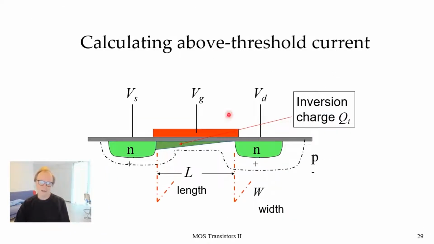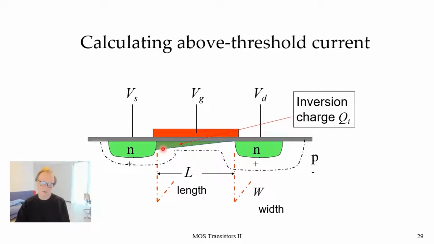So now let's calculate the above threshold current using the fact that there's an inversion charge Qi, which is indicated by this green triangle here. Again, you have a source, gate, and drain voltage. These are N plus regions sitting in a P minus substrate. There's a depletion region around the whole structure, source and drain, and in the channel. And the transistor has a length L and a width W. Why is the inversion charge here shown as a triangle? We're assuming here that the drain voltage is bigger than the source voltage.